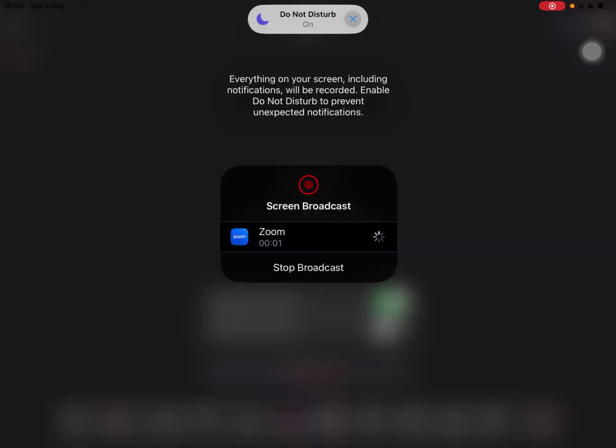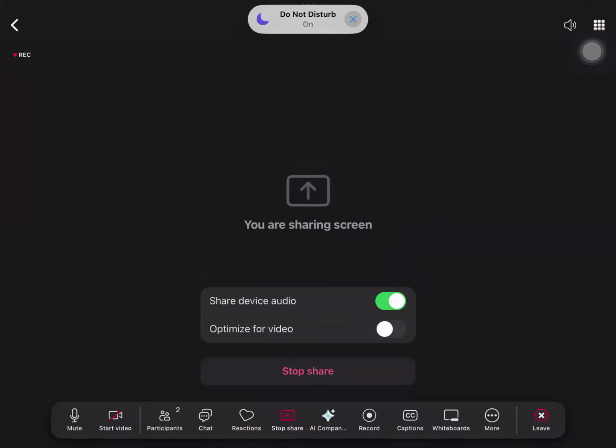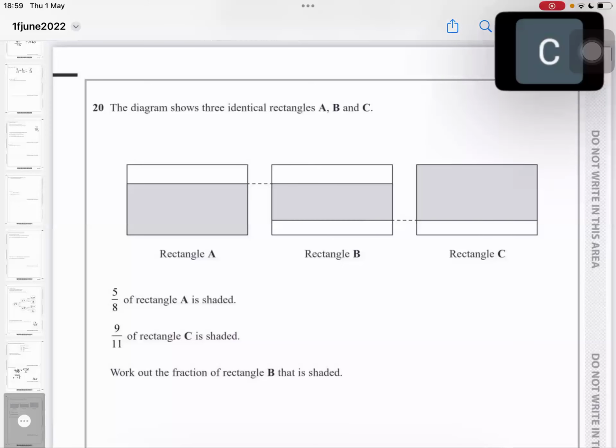Your screen is no longer sharing. I can't see your screen anymore. Okay, so the unshaded part will be 3 over 8. Yes, it will be 3 over 8. So I can't see your screen anymore. Okay, it's coming up now. I can see it, but the question is not showing yet.